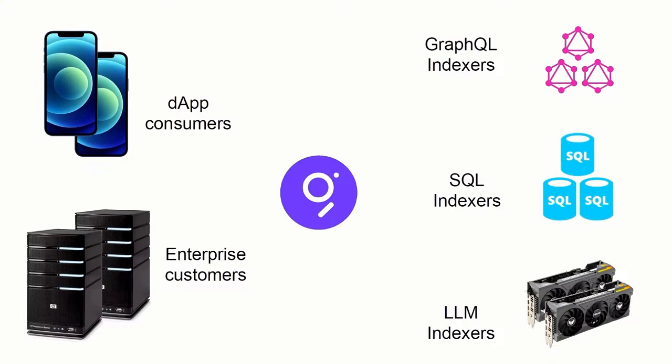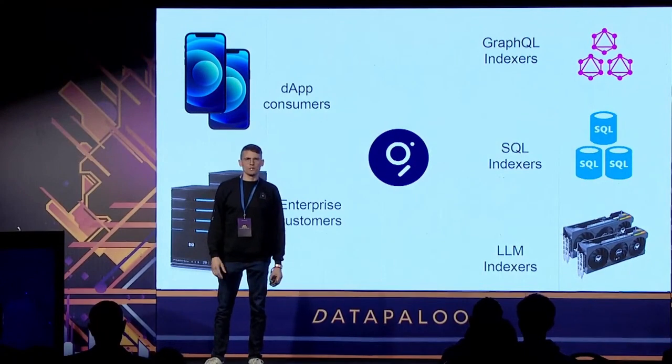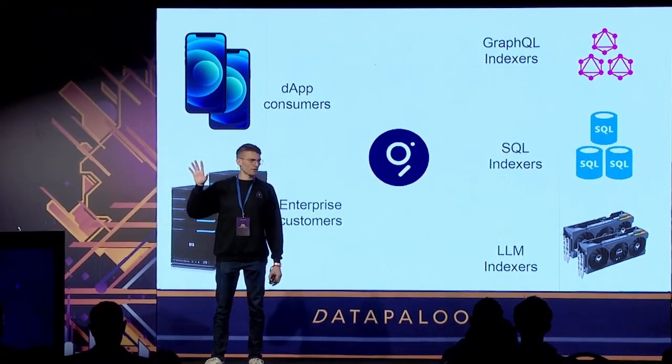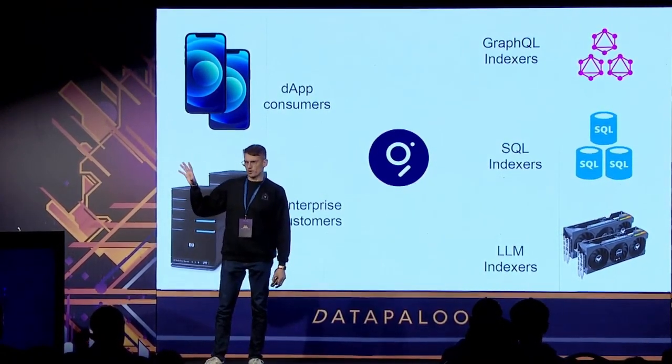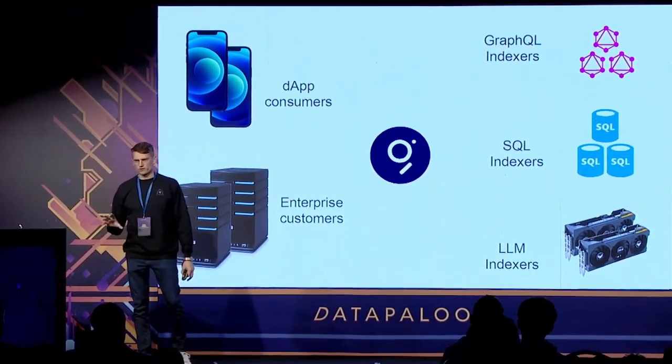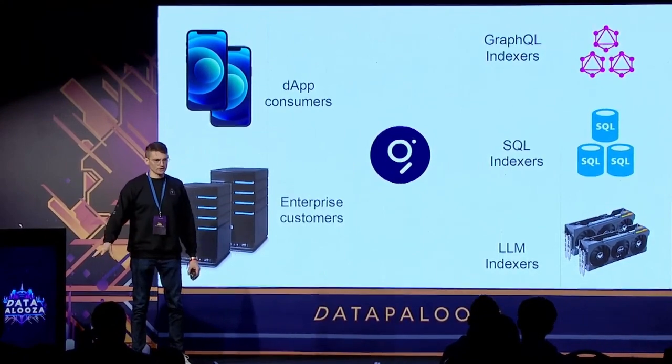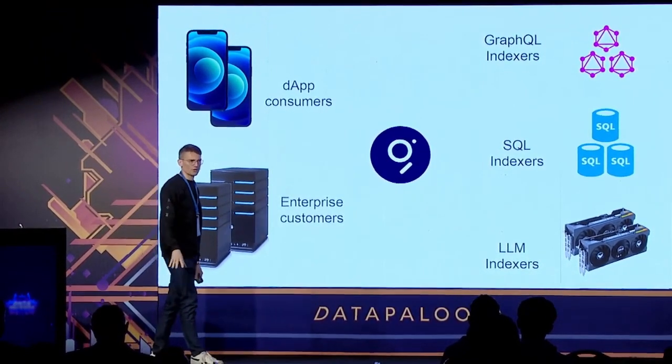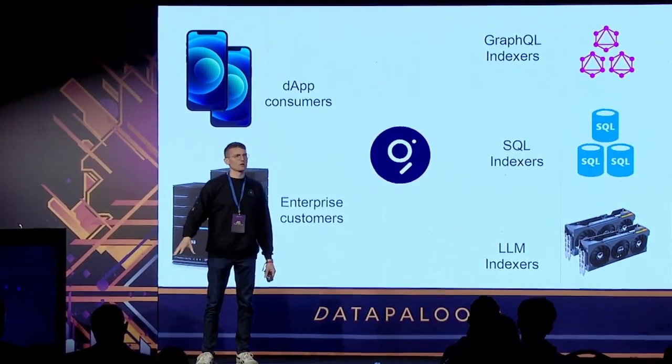Within The Graph ecosystem, what is going to be interesting, I think, is that we currently have indexers who are specialized in serving GraphQL queries, but in the future we're going to have indexers who are specialized in serving high-performance SQL queries, and we'll also have indexers who specialize in serving LLM queries.